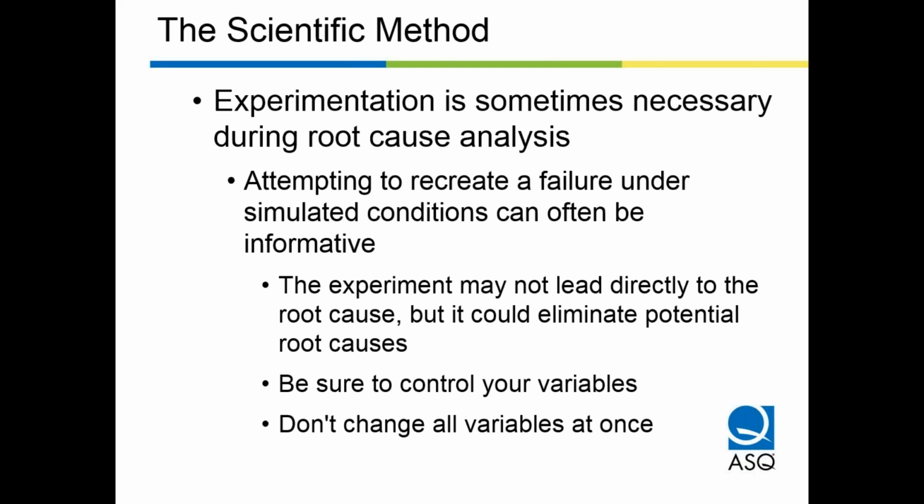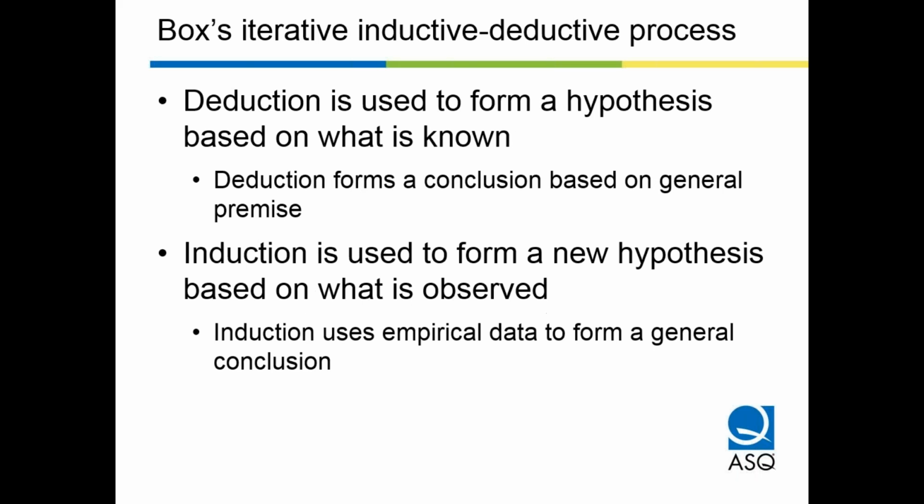Experimentation is sometimes necessary during a root cause analysis, and I use the word experiment very liberally. It's a formal experiment in a laboratory or taking a look at the part. Also, attempting to recreate the failure under simulated conditions I find is very informative. It's not definitive. Just because you can recreate it under controlled conditions does not automatically mean it's the same as the actual failure, but it's informative. You might learn something new. It may lead to the root cause. It may lead to eliminating potential root causes. It may lead to new insights that will provide you with the root cause.